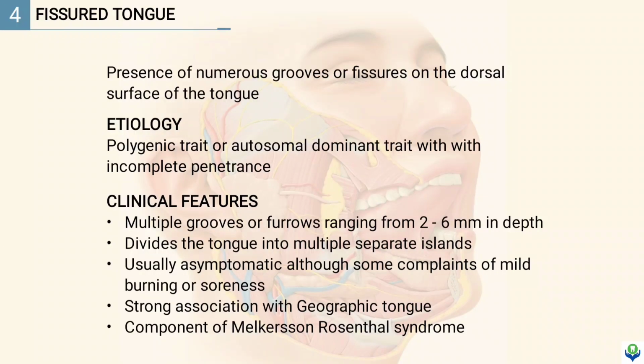The next developmental disturbance of tongue is fissured tongue, which means presence of numerous grooves or fissures on the dorsal surface of the tongue. Etiology. Polygenic trait or autosomal dominant trait with incomplete penetrance. Clinical features. Multiple grooves or furrows ranging from 2 to 6 mm in depth. It divides the tongue into multiple separate islands. It is usually asymptomatic, although some complain of mild burning or soreness. It has strong association with geographic tongue, and it is a component of Melkersson-Rosenthal syndrome.